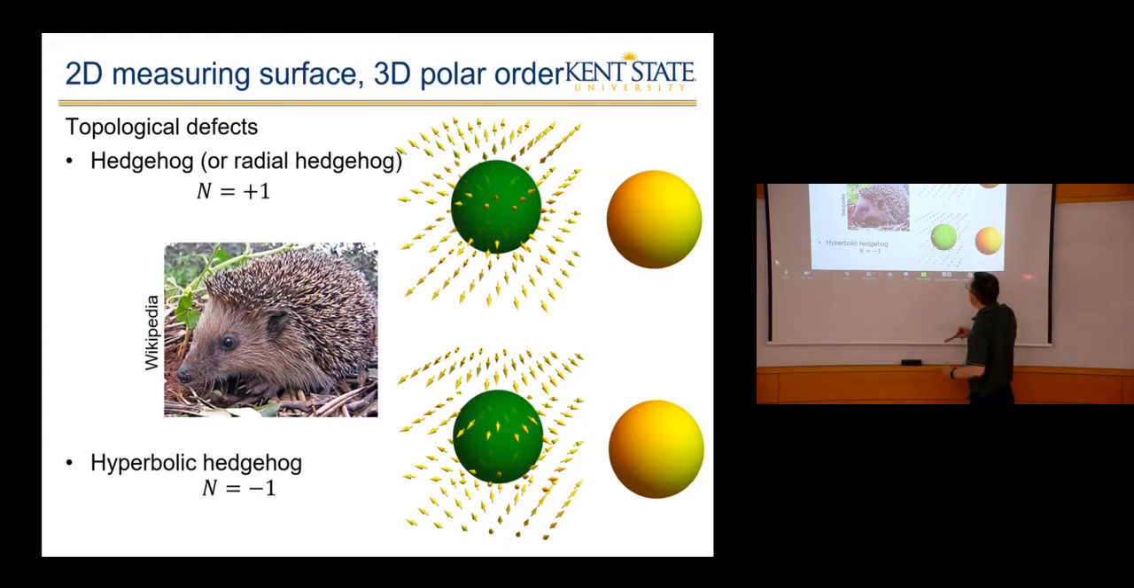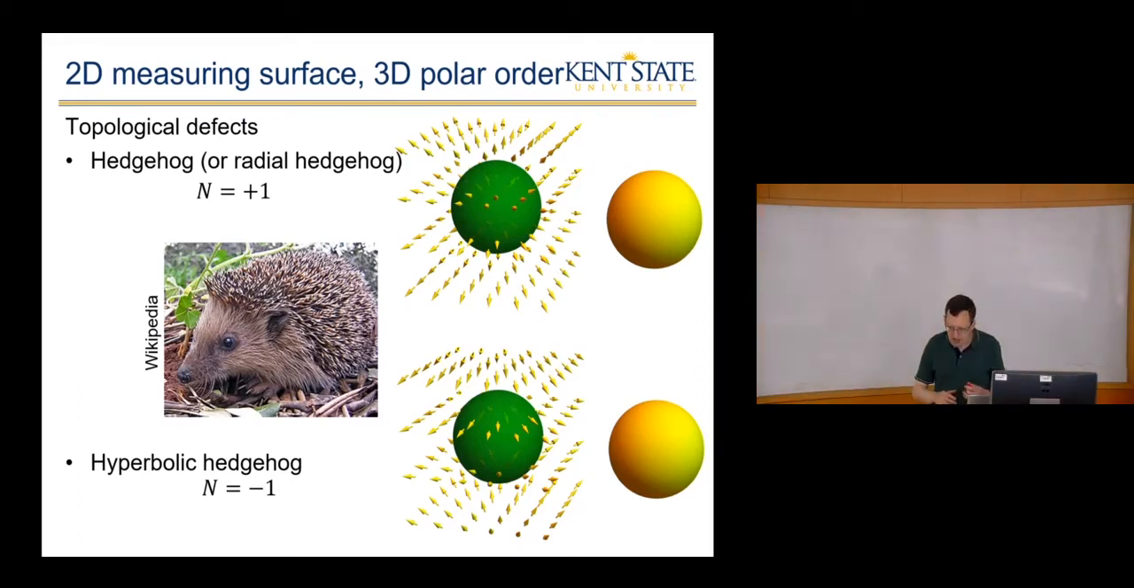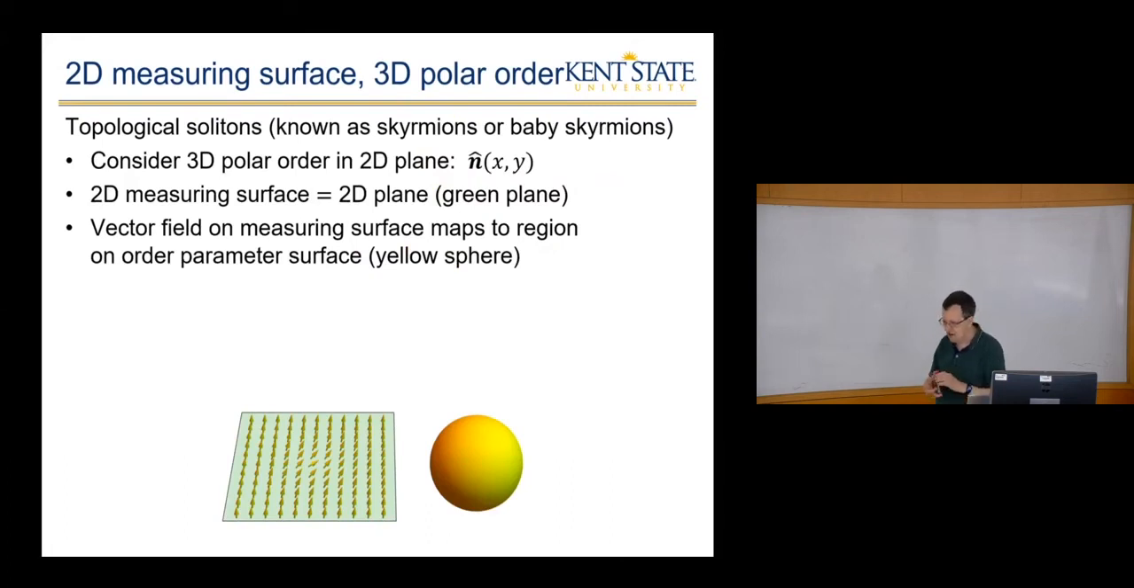Likewise, this one is a negative defect. It's a defect where the orientation comes in from the top and the bottom, and then it goes out everywhere in the xy plane. That is called a hyperbolic hedgehog. It's a variation on this, and it also covers this sphere. The top point maps to the south pole, the bottom point maps to the north pole, and so forth, right? And it covers this sphere in a negative mathematical sense. So this adds up to a negative total topological charge. So those are topological defects as defined by the 2D measuring surface as opposed to the one-dimensional measuring surface.